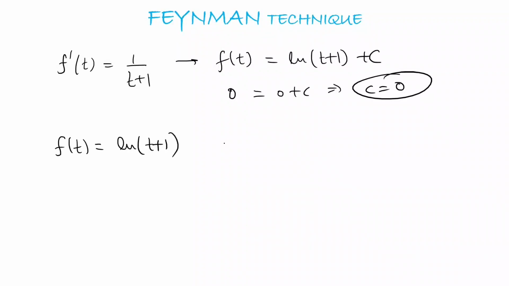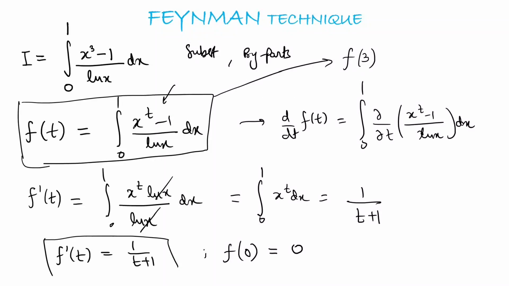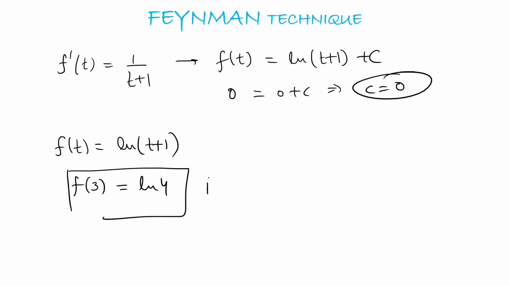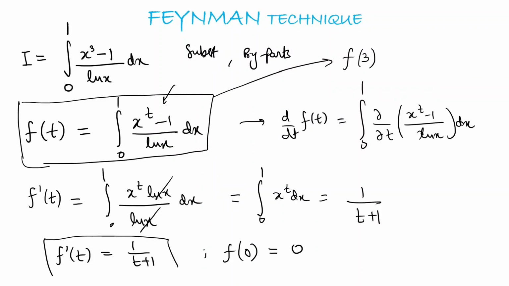This will give us c equals 0, and we will get f of t equals ln of t plus 1. Now don't forget what our original integral was. Original integral was something like this, 0 to 1 integral of x cube minus 1 over ln x. And we can get this original integral by putting t equals 3. F of 3 is our integral that we wanted to calculate. Right, so this is what we have gotten, and you can see Feynman technique really made the day. It just reduced this complex integral into a simple two-liner integral.